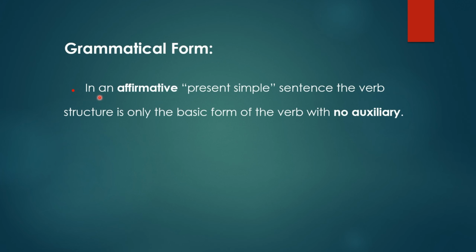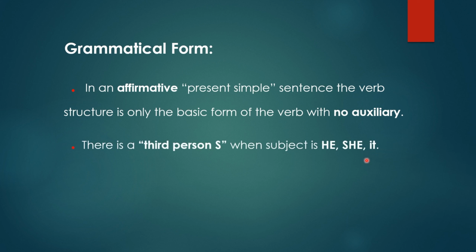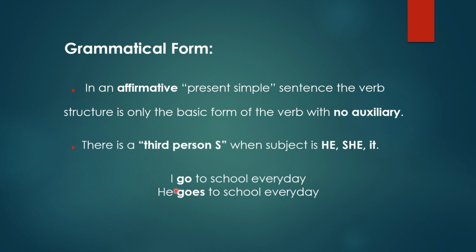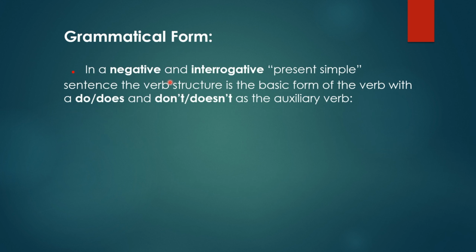In the positive form of present simple, or as we say, affirmative sentences, the verb structure is only the basic form of the verb with no auxiliary. For example, I go to school every day. He goes to school every day. Remember, there is a third person S when the subject is he, she, or it, like in this sentence: he goes to school every day.